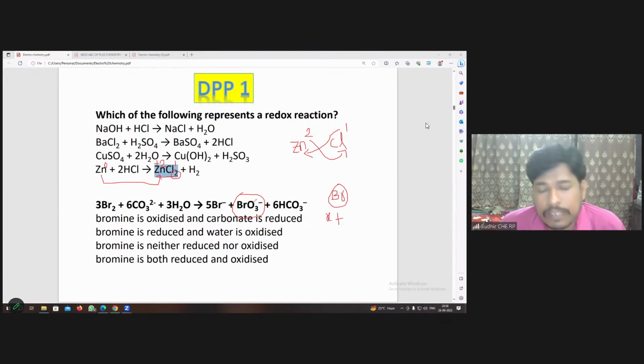What is the general oxidation state of oxygen? How is oxygen available in the ionic form? It is in the O-2 form, right? -2 only, no?